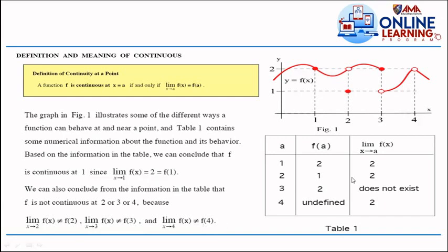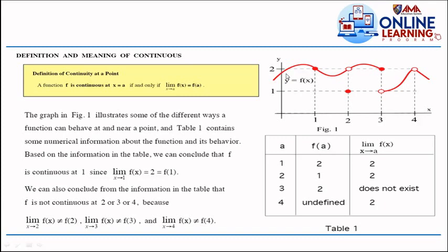So we have here figure 1 and table 1. It says that based on the information in table 1, we can conclude that f is continuous at 1, since the limit of f(x) as x approaches 1 is equal to 2, which is the same as f(1). So from our graph method, if you remember, how are you going to find a limit? As x approaches 1, project it upward, then we have your limit, which is equivalent to 2. So ganun po yung pagkuha ng limit using your graph method.